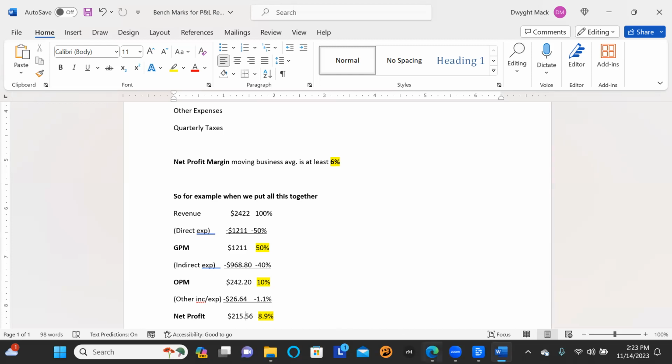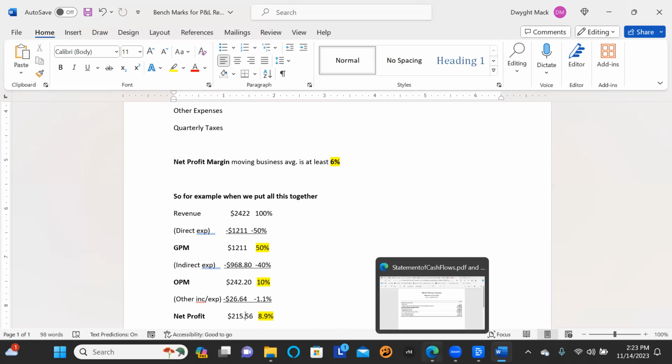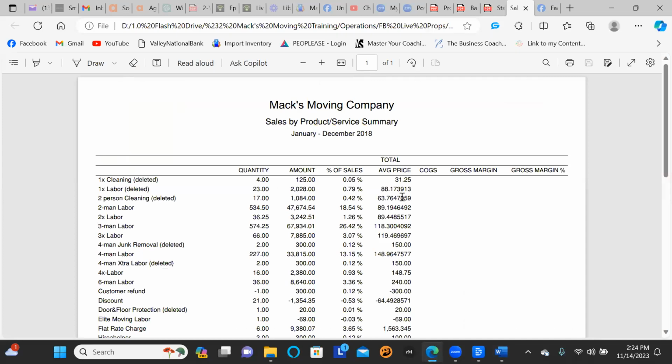Let's go over another fun report since we have a little time. And this is the sales by product/service summary. This is going to be very, very important if you pay attention to it. And it looks like a lot, but it's really not a lot. This summary basically tells you how many of a line item product you sold.